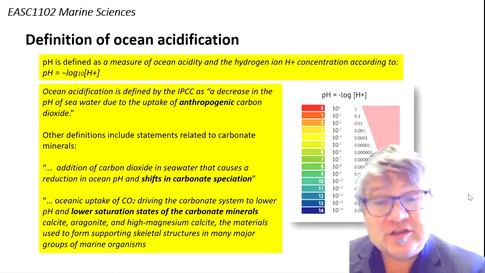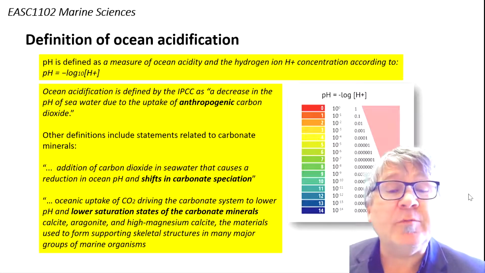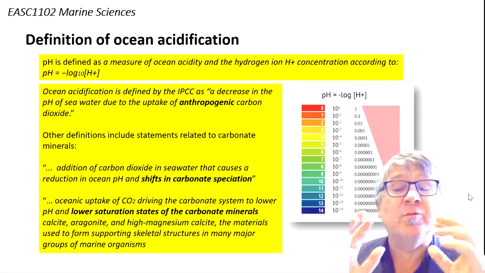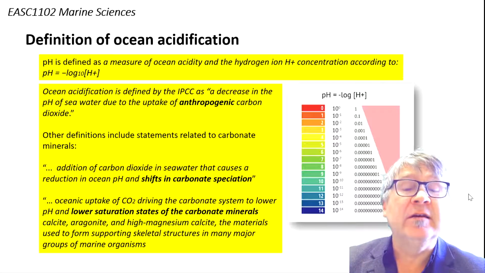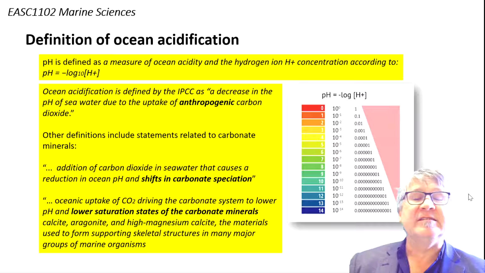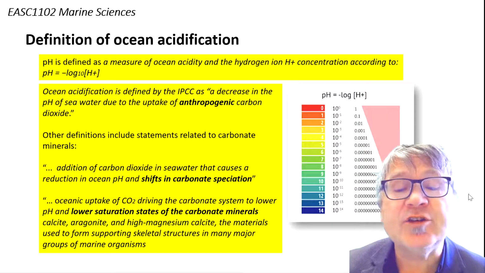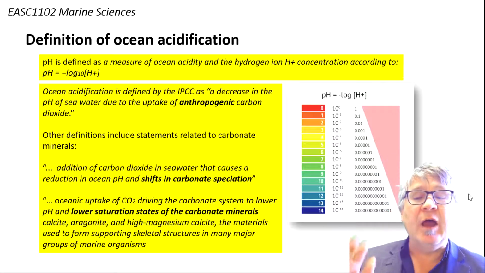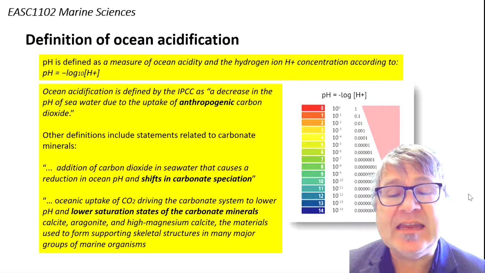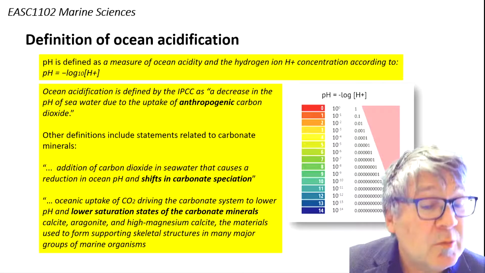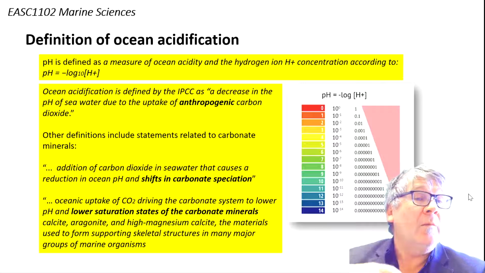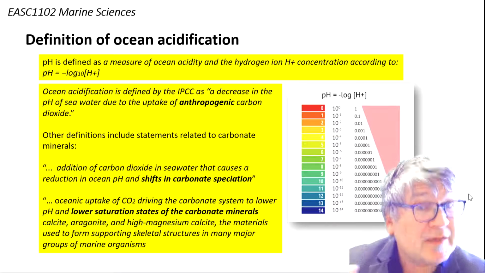Other or additional definitions include statements that relate to carbonate minerals. For example, it's the addition of carbon dioxide in seawater that causes a reduction in ocean pH and shifts in carbonate speciation. Or in more detail, the oceanic uptake of CO2 driving the carbonate system to lower pH and lower saturation states of the carbonate minerals, calcite, aragonite, and high magnesium calcite, the materials used to form supporting skeleton structures in many major groups of marine organisms. And we come back to that aspect, which is the most important ecological consequence of ocean acidification. We come back to that part later on.